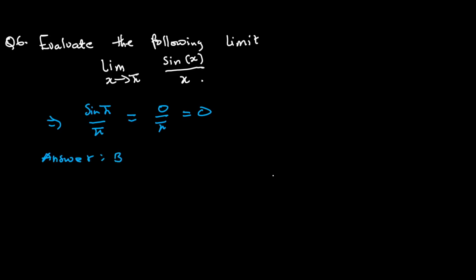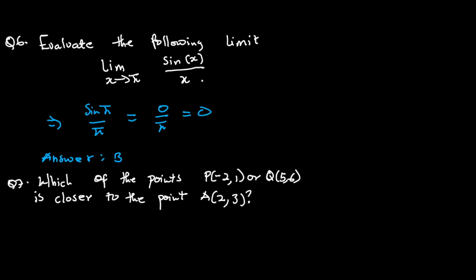Now let's move on to question 7. In question 7, it says which of the points P(-2, 1) or Q(5, 6) is closer to the point A(2, 3). So in our case here, we are being asked to find a point that is closer. And so how do we find a point that is closer? We just need to find the distance between these 2 points, and then the one that is smaller will become the point that is closer to A.